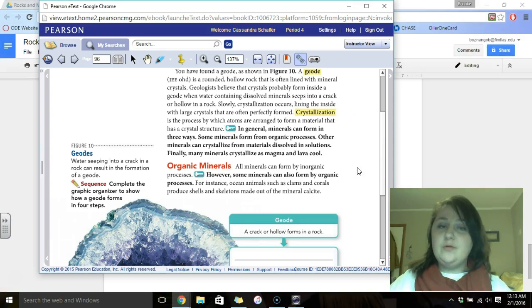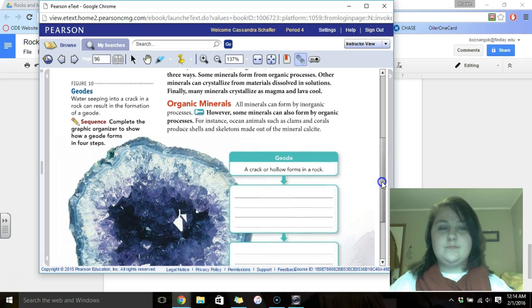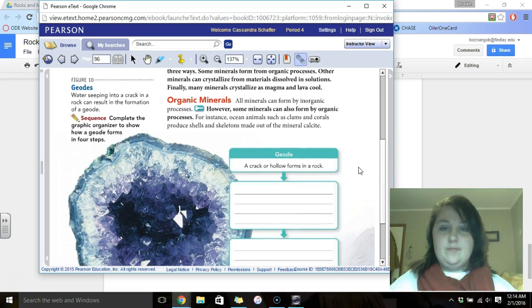In general, minerals can form in three ways. Some minerals form by organic processes. Other minerals can crystallize from materials dissolved in solutions. Finally, many minerals crystallize as magma and lava cool. So, organic minerals. All minerals can form by inorganic processes. However, some minerals can also form by organic processes.